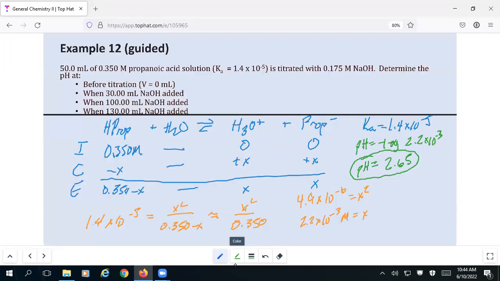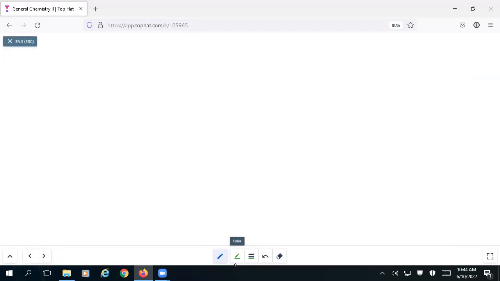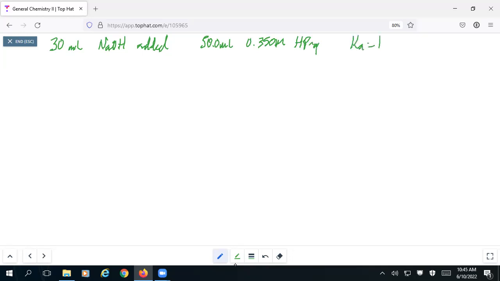So in the second one, we have 30 milliliters of sodium hydroxide being added now. Just to keep things in mind, we had 50 milliliters of 0.350 molar propanoic acid, and its Ka is still 1.4 times 10 to the negative fifth. And the NaOH is 0.175 molar. So now that the titration has begun, we have to look at things from a mini ICE table perspective to see where we go from there.